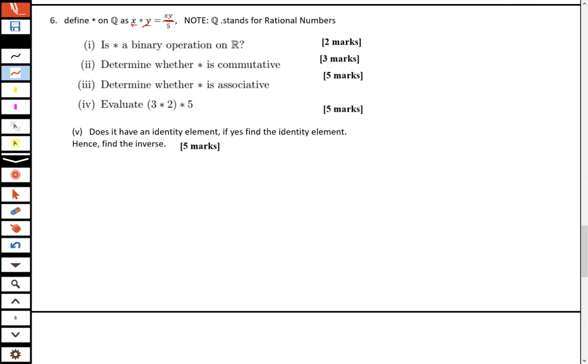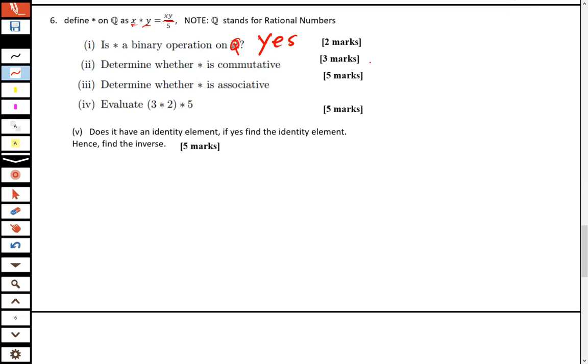But in this case, when we take any two rational numbers and replace x and y, you discover that the answer is also going to be a rational number. Hence, star is a binary operation on the set of rational numbers. Sorry, there was supposed to be Q here.